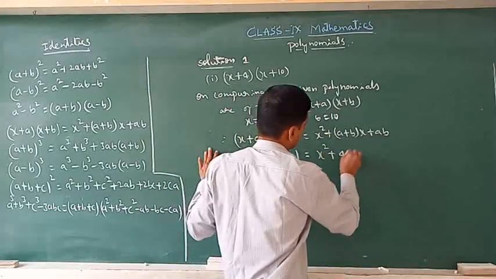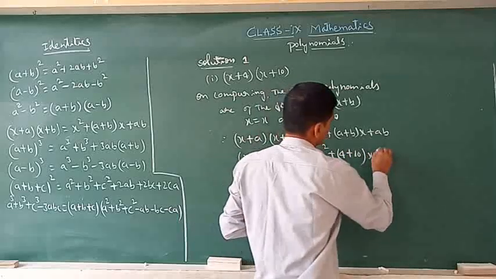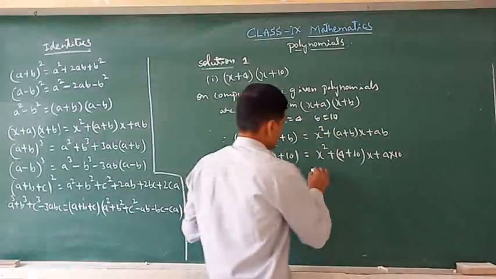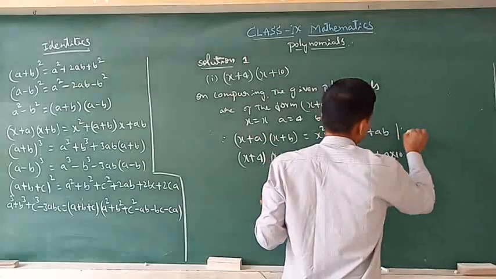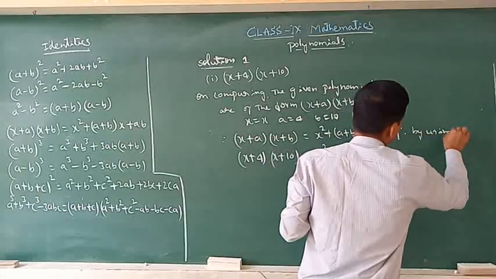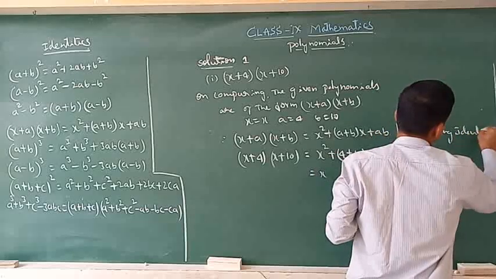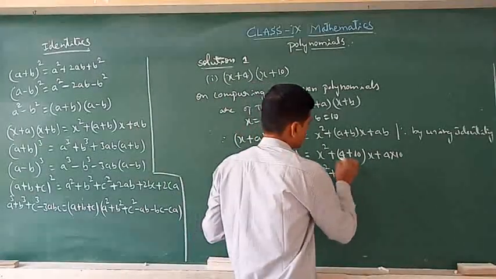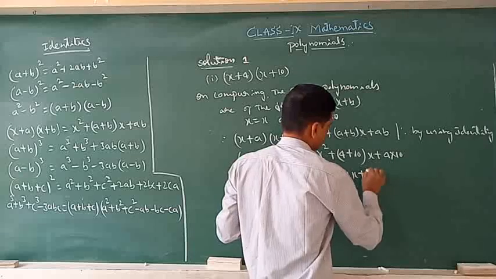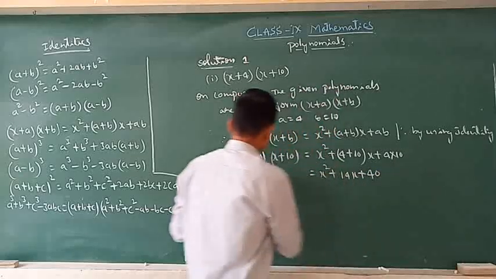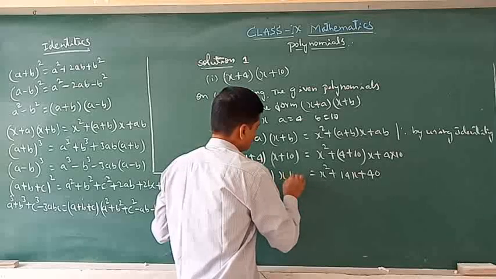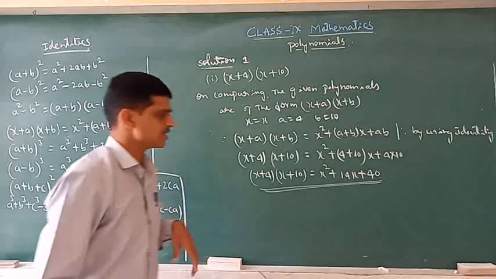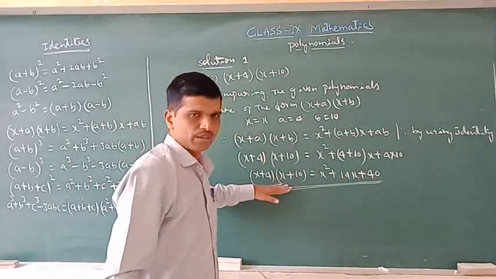(x + a)(x + b) = x² + (a + b)x + ab. Here a = 4 and b = 10, so (x + 4)(x + 10) = x² + (4 + 10)x + 4 × 10. Because we used the identity, on simplification it becomes x² + 14x + 40. So your answer, (x + 4)(x + 10), is equal to x² + 14x + 40. This is the product of these polynomials.